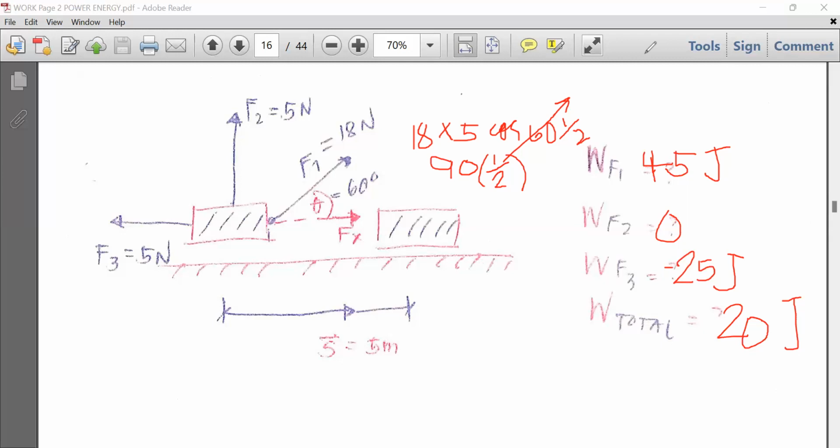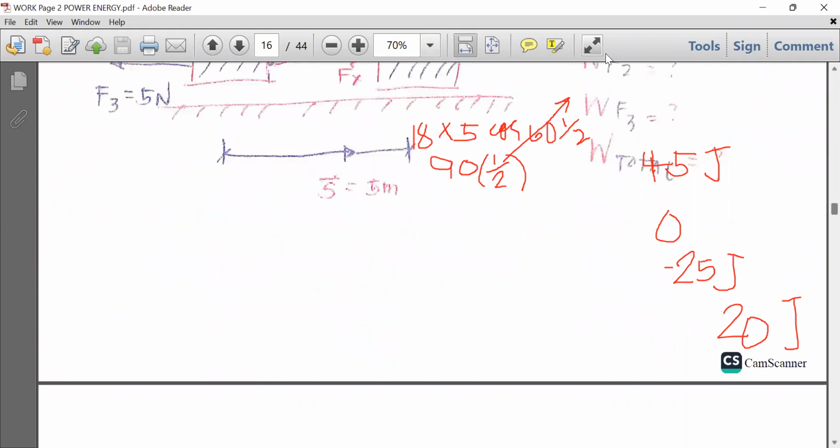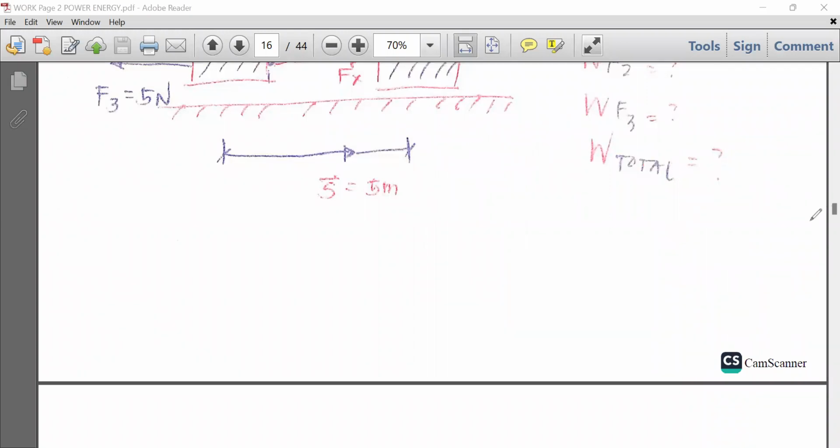Okay, next. Total work done on the object is 20 joules. Next, let's clear everything. Okay, next.